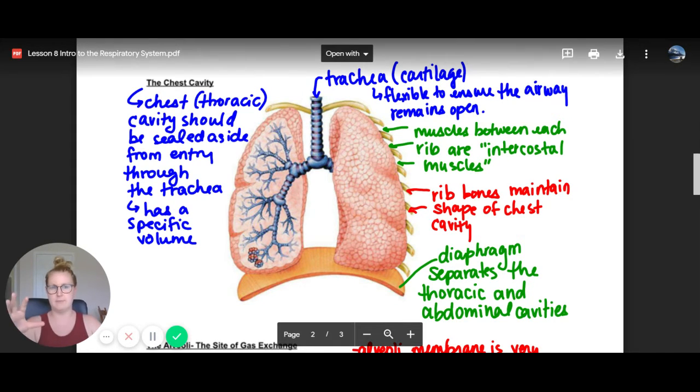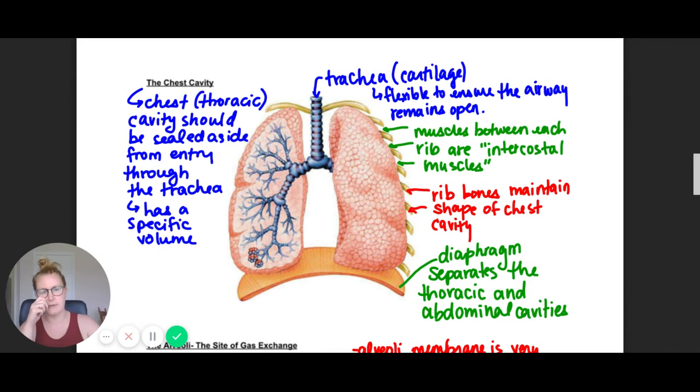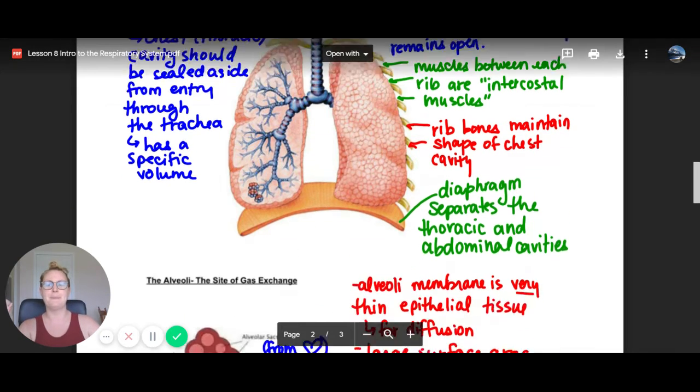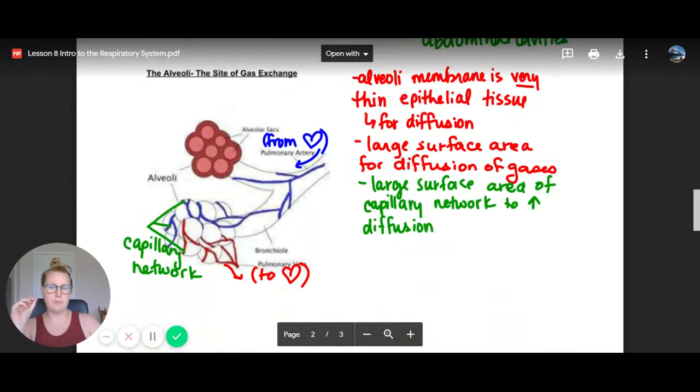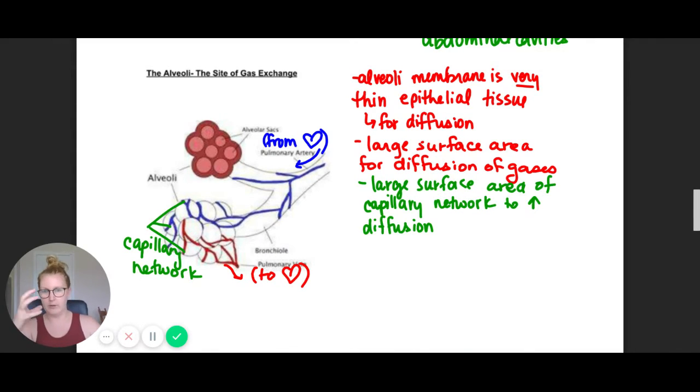The purpose of this being here is just to show you the structures involved with the respiratory system. We will talk more about the importance here in the next lesson. So I want to zoom in on the alveoli. I mentioned that the alveoli are at the end, essentially, of all of those bronchioles that we saw there.